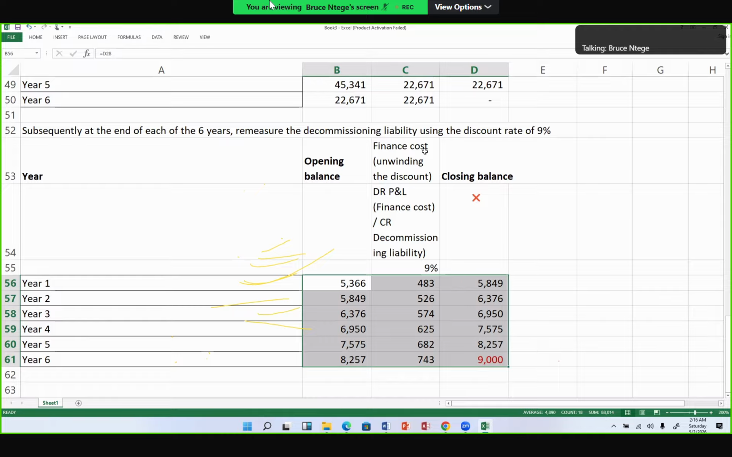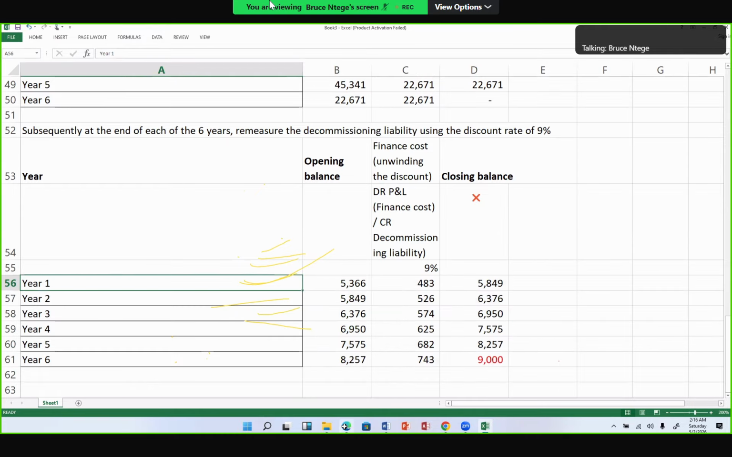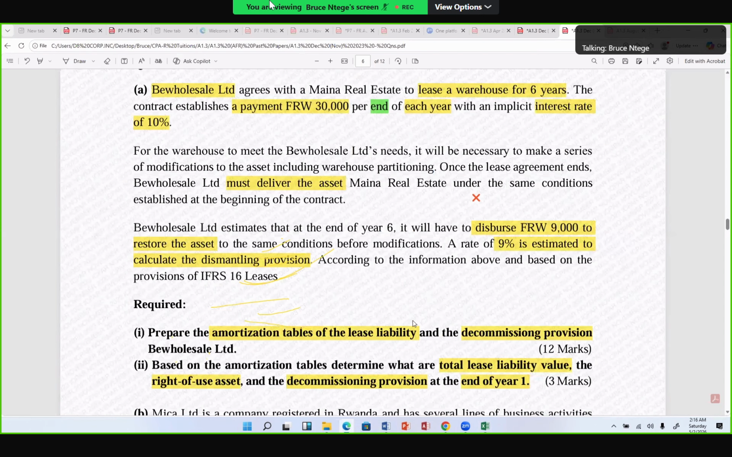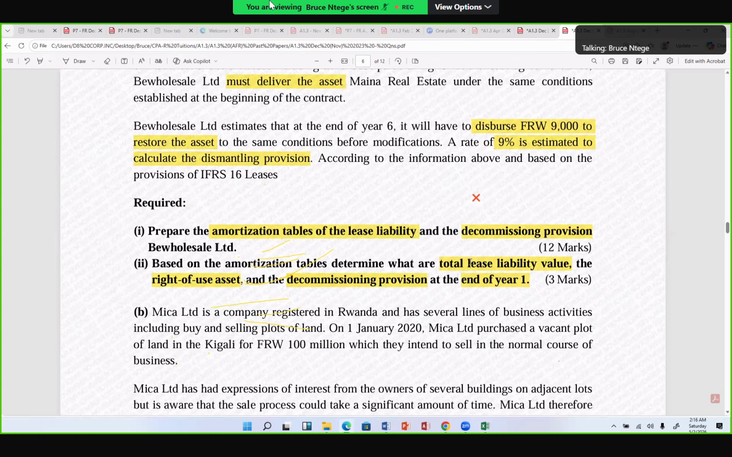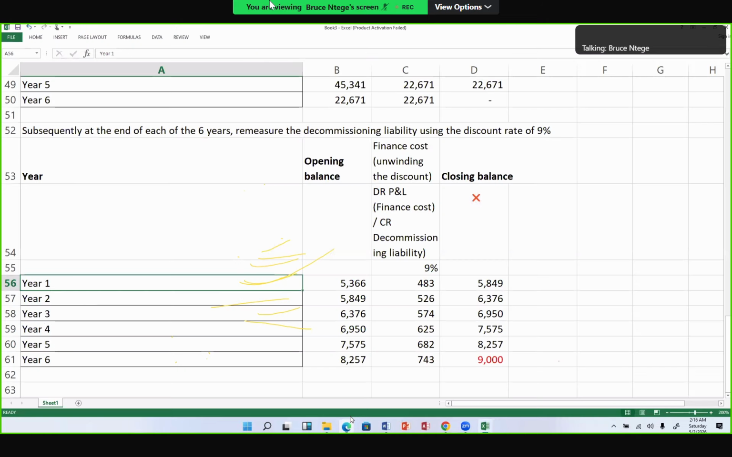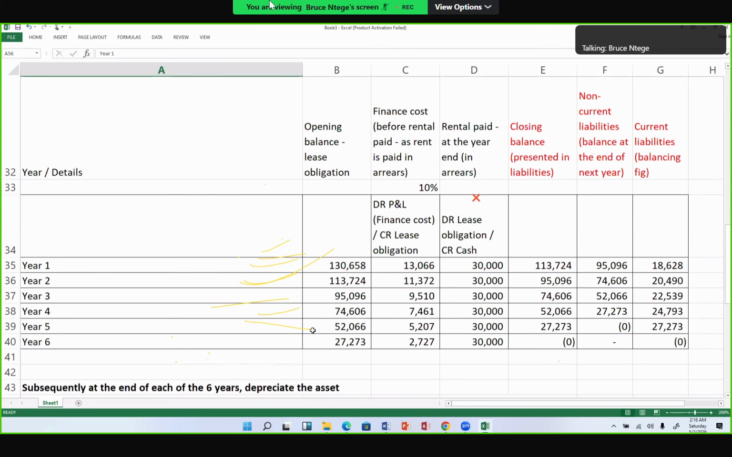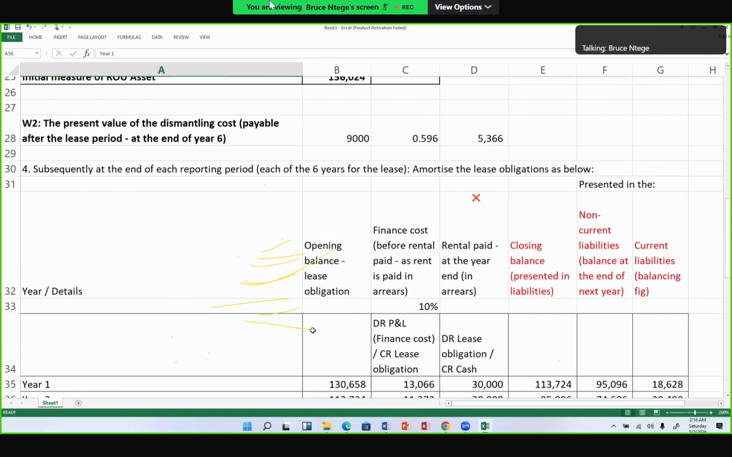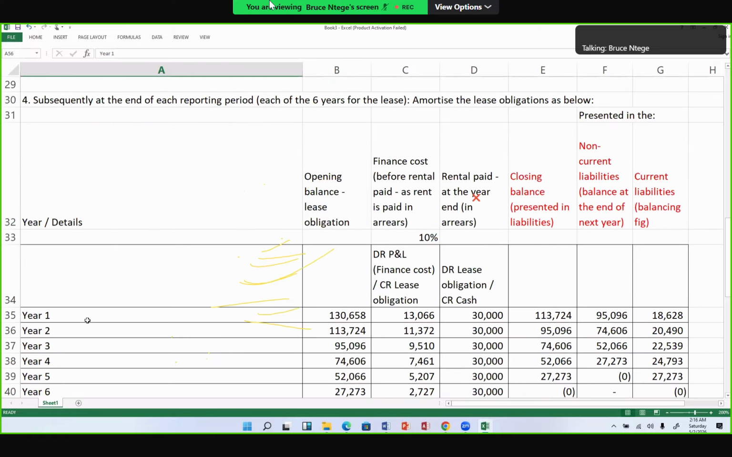Okay, so again, the examiner was asking for year 1. If I go back to look at the requirements there, based on what we've done, they're asking us for the amortization tables, and the amortization tables they're asking for here are basically the lease liability value, the right of use asset, and decommissioning provision at the end of year 1. For us, we've done all the 6 years. So if the question was to be strictly looked at, that means that for the lease obligation, I'm looking at just this year 1 here.